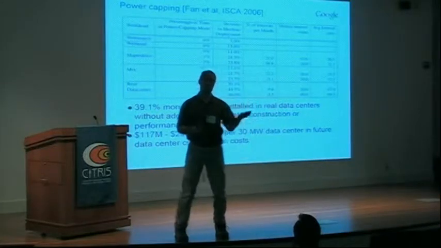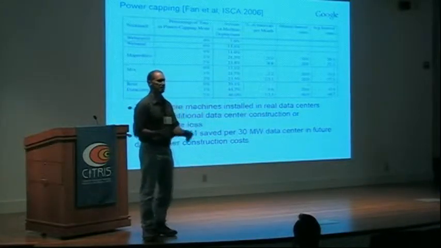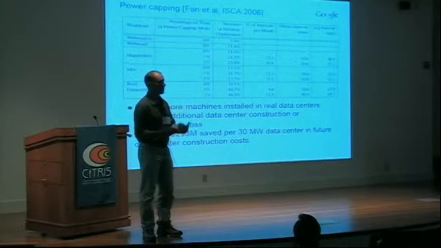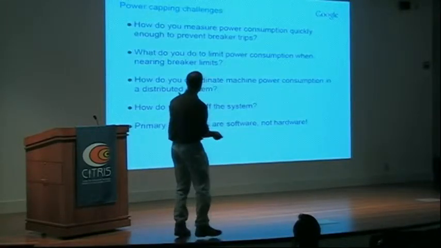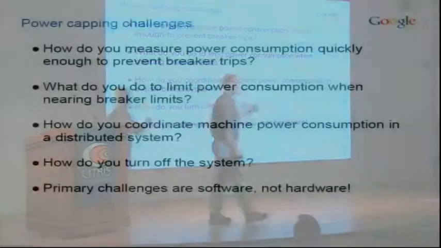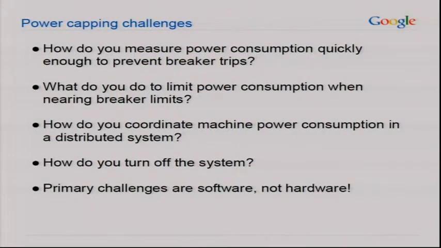Now, we start having a little bit of problems. I like to call it the inverted Lake Wobegon problem. Not every machine can be below average at all times. So we start having this issue of how do you measure power consumption quickly enough to prevent breaker trips? Because if the breaker goes off, yes, you're using a lot less power.